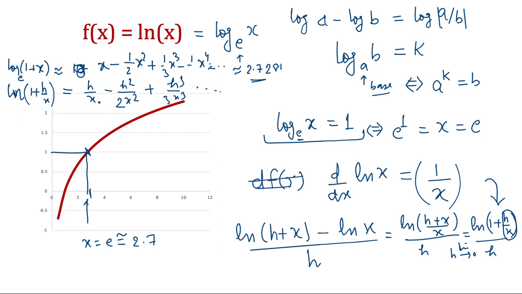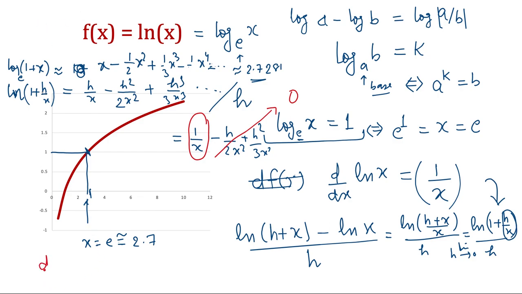And the denominator is h, and h is close to 0, not exactly 0. So we can cancel one h term from all of these because h is divided here. So we will get 1 over x minus h divided by 2x square plus h square divided by 3x cube and so on. And since h is negligibly small, we will ignore all of these higher order terms and we are left with 1 over x. So d over dx of ln of x is 1 over x. So let's see some example.